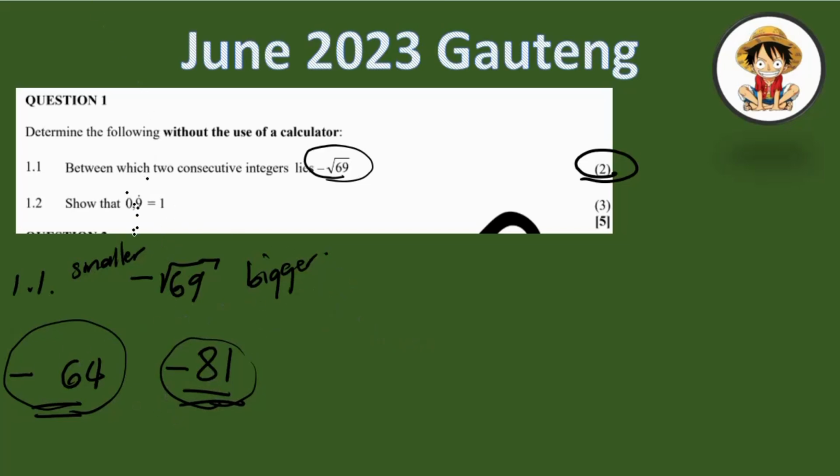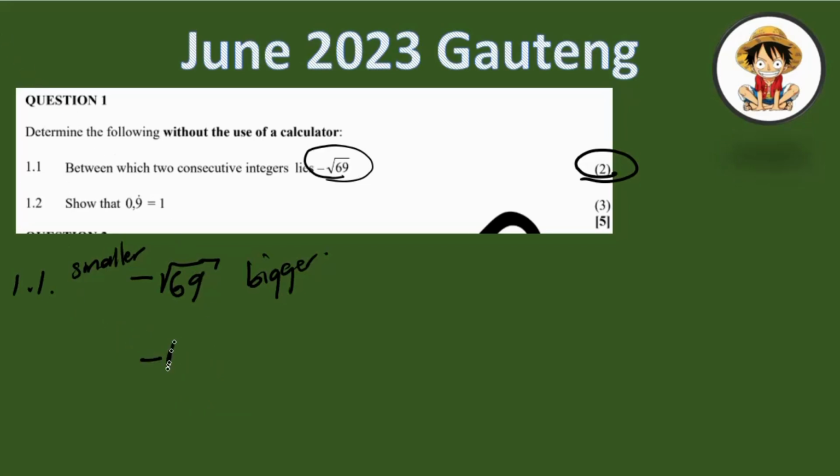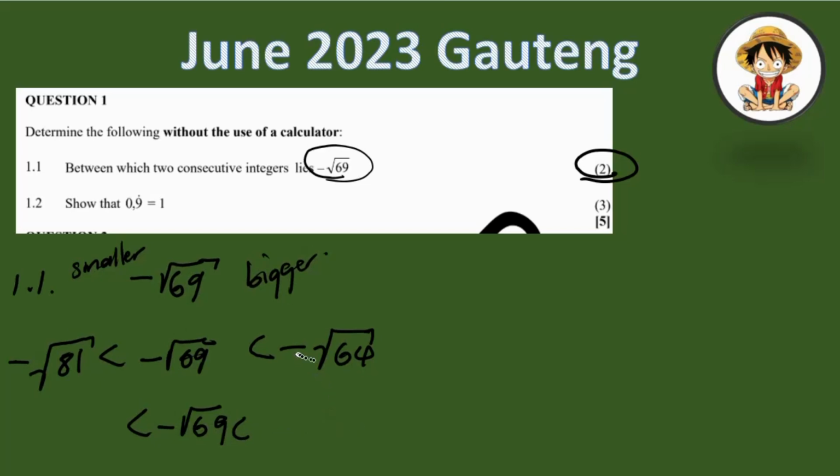Let me just put my values here. I'm going to say now the root of negative 69 is found between the following values. It's found between, what is the smaller number? Negative 81, and I'm going to put this under a square root. And it's also found between negative 64, because this is a bigger value, right? Then I put those under square roots. Then I continue again. This is found between, and then I simplify this.